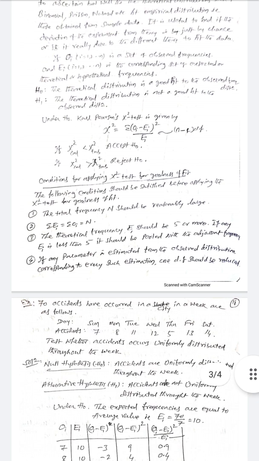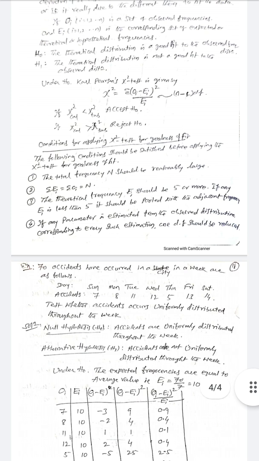The conditions for applying chi-square test for goodness of fit are: first, the total frequency n should be large. Second, the total expected frequency equals the total observed frequency equals n, and the theoretical frequency E should be 5 or more. If any value is less than 5, it should be pooled with the adjacent frequency. That is, we have to use the pooling method. The last one is that if any parameter is estimated from the observed distribution, then for every such estimation, 1 degree of freedom should be reduced.